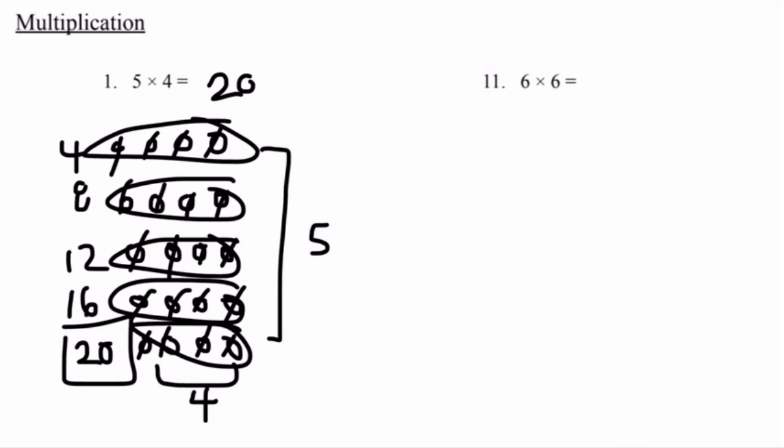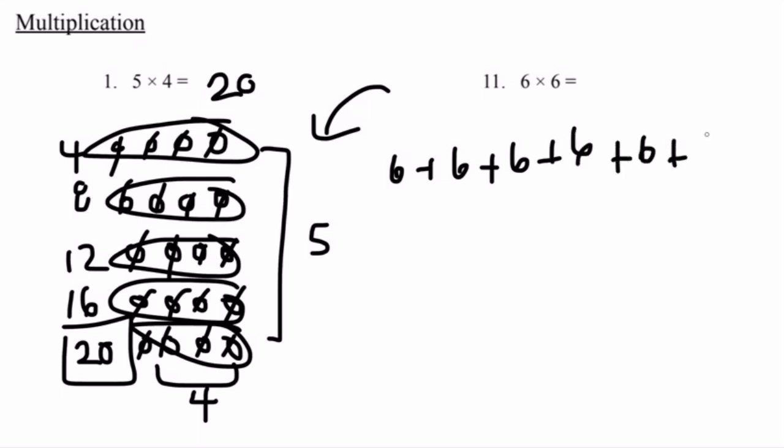Number 11, 6 times 6. We can approach this problem the same way as we did for number 1. However, let's take a different turn. 6 times 6 can also be referred to as 6 added to itself 6 times. So let's write that out. 6 plus 6 plus 6 plus 6 plus 6 plus 6.